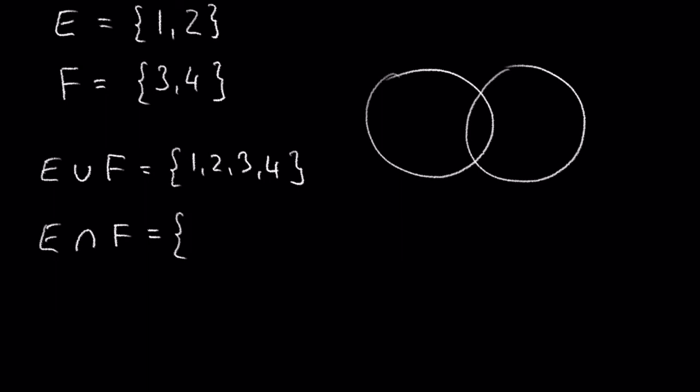But what about the intersection of the two sets? Which elements are shared by these two sets? The Venn diagram looks like this. The intersection of the two circles is empty because these sets have no elements in common.